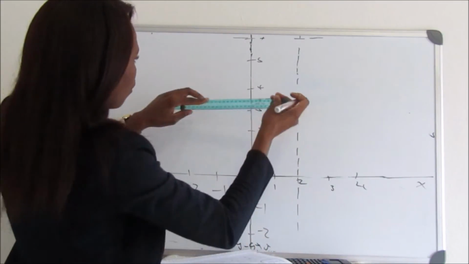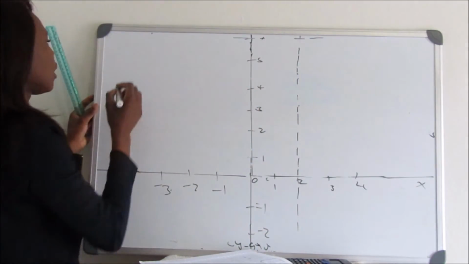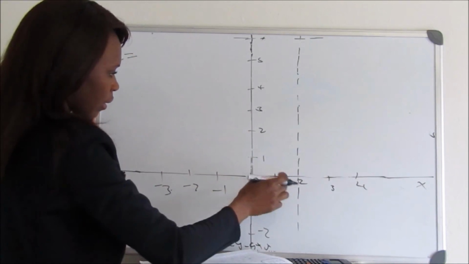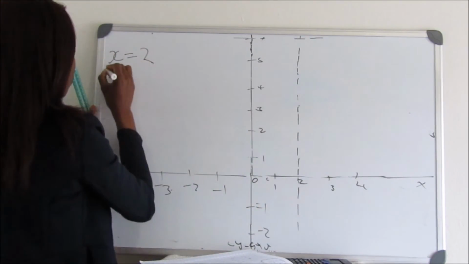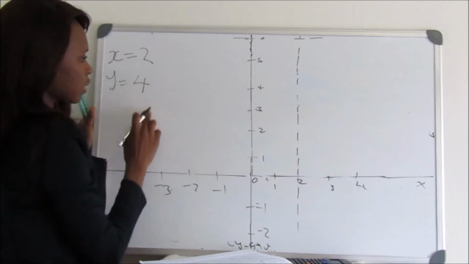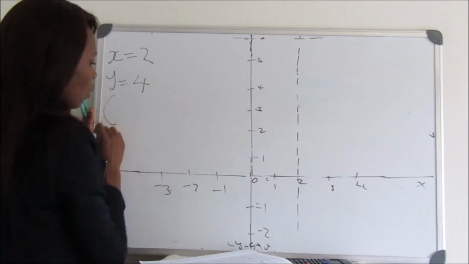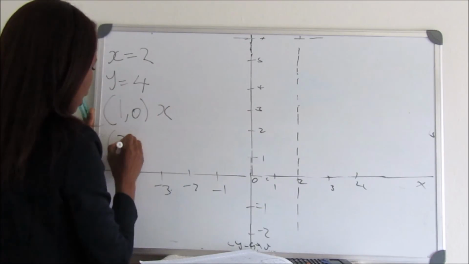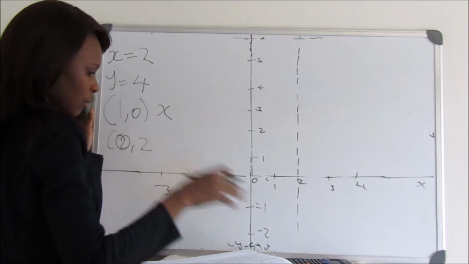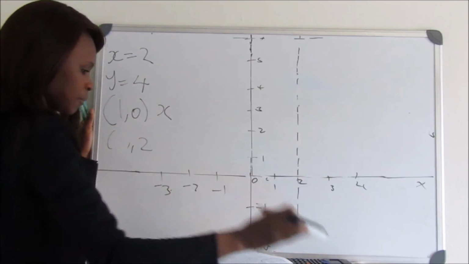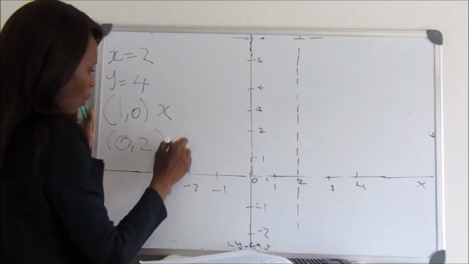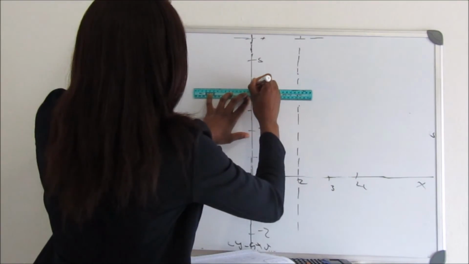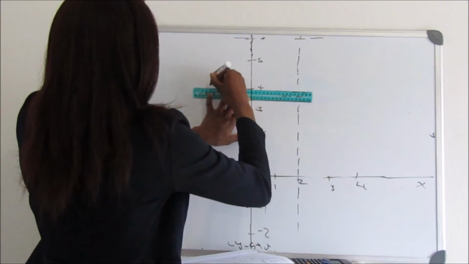Then our horizontal asymptote, let me just put those numbers up again. Our vertical asymptote is x is equals to 2, y is equals to 4 is our horizontal asymptote, and our coordinates, we have 1:0, which is our x-intercept, and 0:2, which is our y-intercept. Then from here, we have our horizontal asymptote, y is equals to 4, it's this one here.